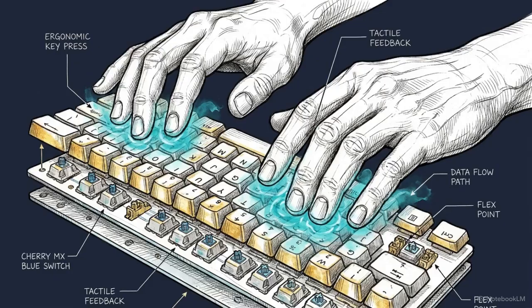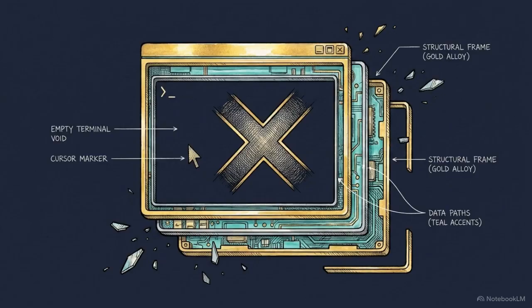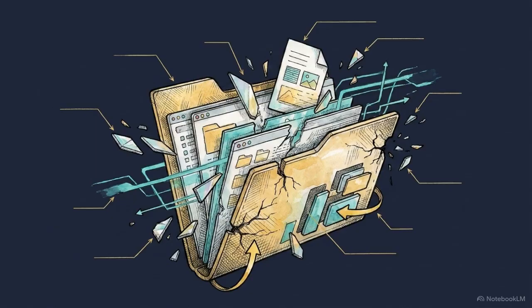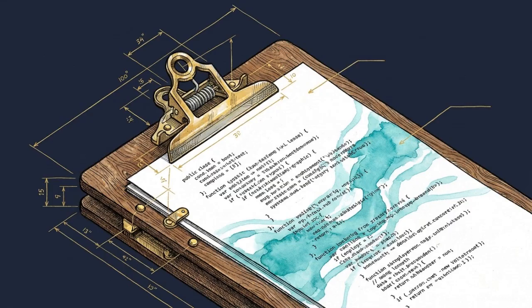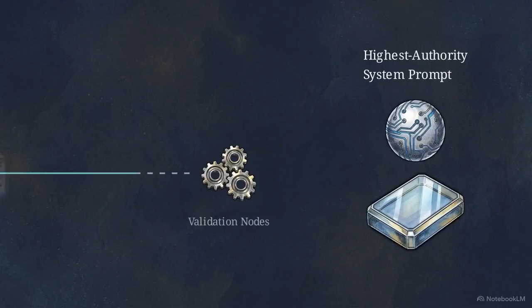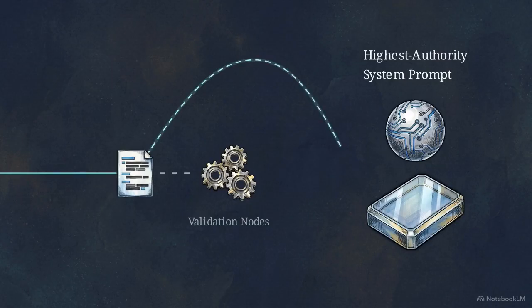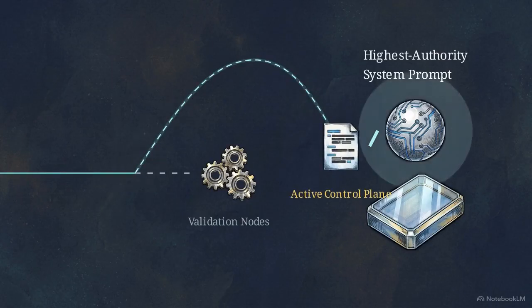The developer didn't type a prompt. They didn't run a script. Launching the environment triggered the compromise. We have been conditioned to view files like CLAUDE.md or AGENTS.md as static markdown, passive documentation. But in modern frameworks, these files bypass normal constraints and load directly into the AI's highest authority system prompt.